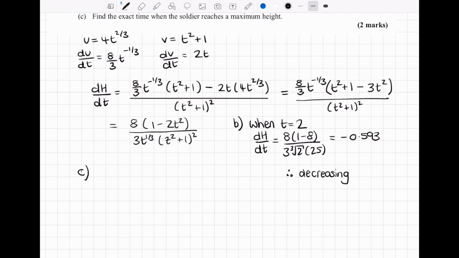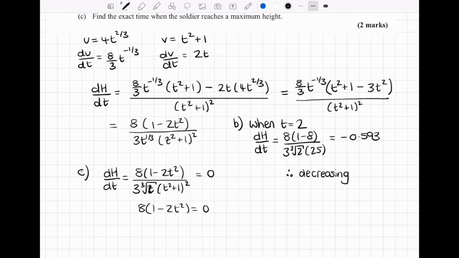And then we want the exact time when the soldier reaches maximum height. So it reaches its maximum height at the turning point when the derivative equals 0. So if we set all of this equal to 0, this is a really nice equation to solve. We can multiply up by the denominator, divide everything by 8, and we'll get our final answer of t equals 1/√2.